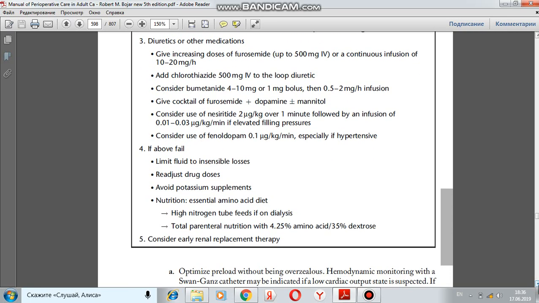Consider use of nesiritide 2 nanogram/kilogram over 1 minute followed by an infusion of 0.01 to 0.03 nanogram/kilogram/minute if elevated filling pressures. Consider use of fenoldopam 0.1 nanogram/kilogram/minute, especially if hypertensive. If above fail, limit fluid to insensible losses. Readjust drug doses. Avoid potassium supplements. Nutrition: essential amino acid diet. High nitrogen tube feeds if on dialysis. Total parenteral nutrition with 4.25% amino acid, 35% dextrose. Consider early renal replacement therapy.